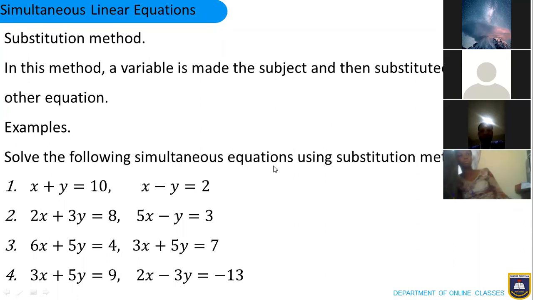In this method, a variable is made the subject and then substituted into the other equation. When you have two simultaneous linear equations, and maybe you don't want to use the elimination method, you can use the substitution method. So what we are saying in this method is that, first of all, you consider a variable that you want to make the subject from an equation. So if I'm using equation 1 and I want to make x the subject from equation 1, then after making x the subject from equation 1, I have to substitute it into equation 2. No more the equation 1 itself.